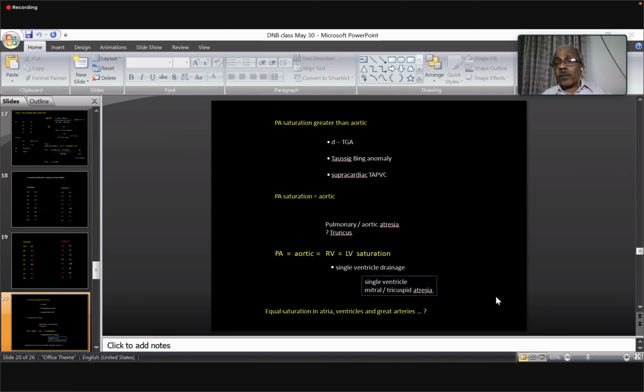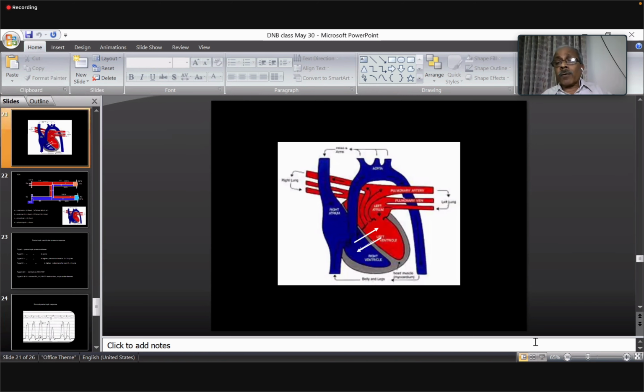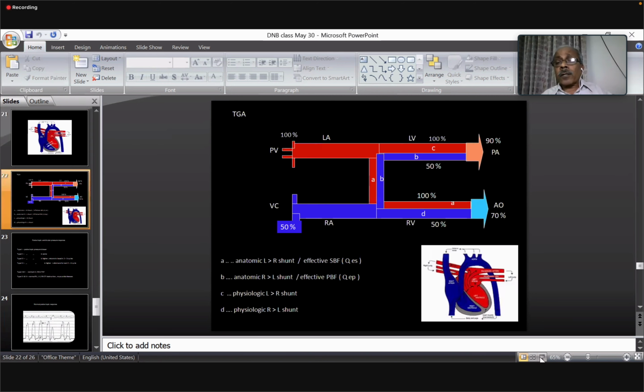That is, you have what is called the transposition of great arteries. Students are not at all familiar, except very few students who have been trained in congenital heart disease, probably the pediatric fellows. This is transposition. You have the vena cava with the desaturated blood coming to the right heart and the pulmonary venous blood coming to the left heart.